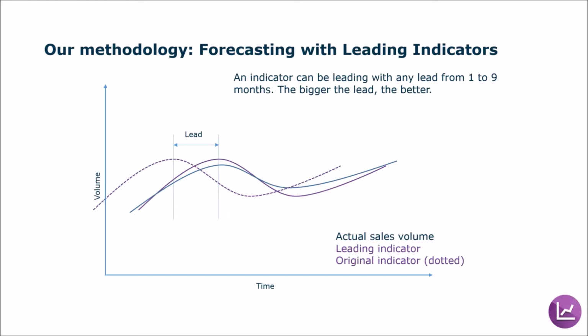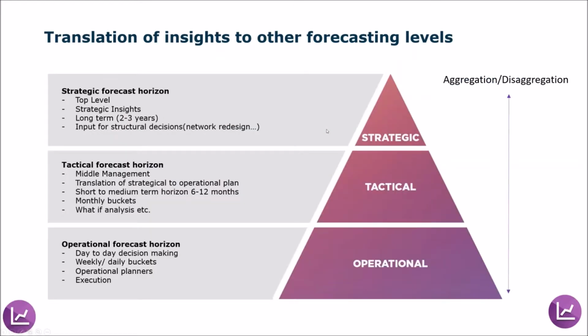So can I find indicators with a significant lead? And the lead preferably is anywhere between 3, 6, 9 months. You can have a lead of 1 month, but that's really short term. If you have global supply chains, you prefer a lead of 3 months or 4 months or 6 months or 9 months. And yes, we are able to find that type of indicators with that type of leads. We will show examples later on.